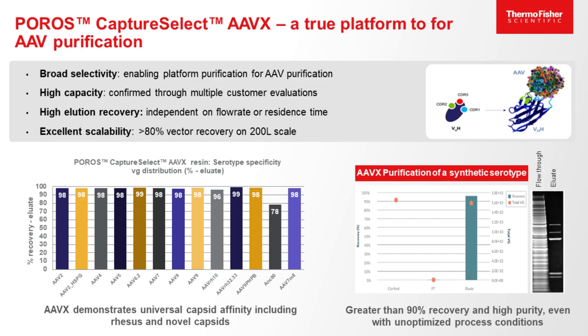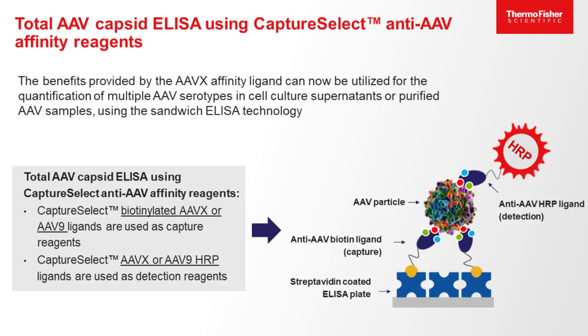2 of them are serotype specific for AAV8 and AAV9, and the third, POROS AAVX, is considered a universal capsid affinity resin. It's been developed to provide high capacity and specificity, and through internal studies and customer feedback, we have confirmed that AAVX is capable of greater than 90% recovery and over 90% purity from a single step. All of our CaptureSelect products are also available as free conjugated ligands.